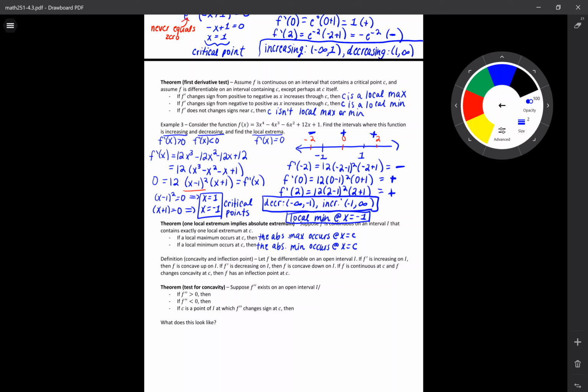So we have another test here, test for concavity. So suppose that f double prime exists on an open interval I. Then if f double prime is greater than 0, then f is concave up. If f double prime is less than 0, then f is concave down. And if C is a point of I at which f double prime changes signs, then we call C an inflection point.